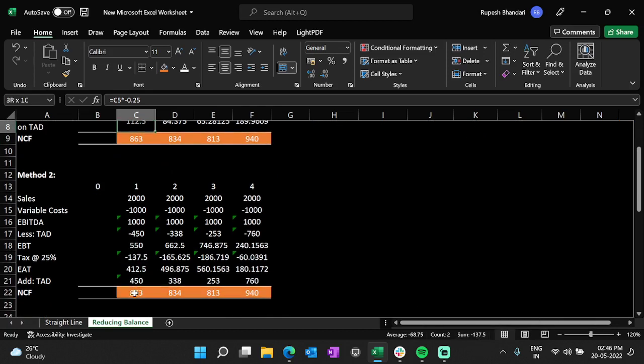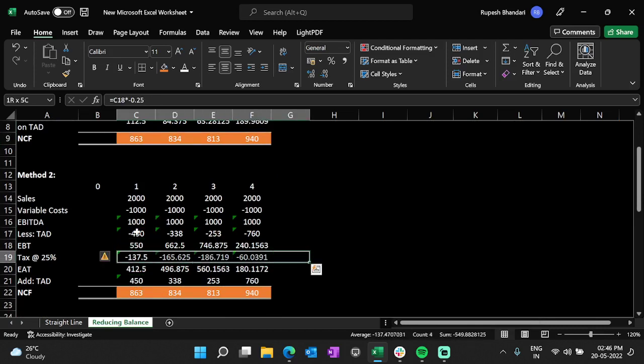And why are we adding it back? We've reduced it by 450, but we still have that money in the bank. Why did we reduce it? Just for tax purposes only. Okay, so it's just another method of doing it. That's all it is. Just go through it, just read through the numbers.